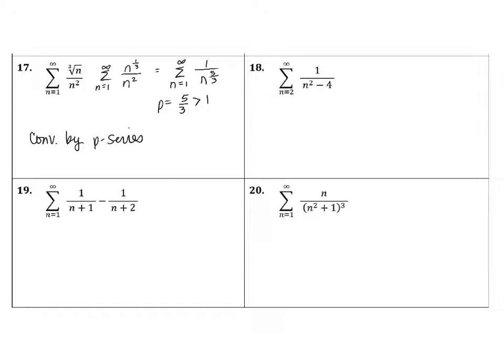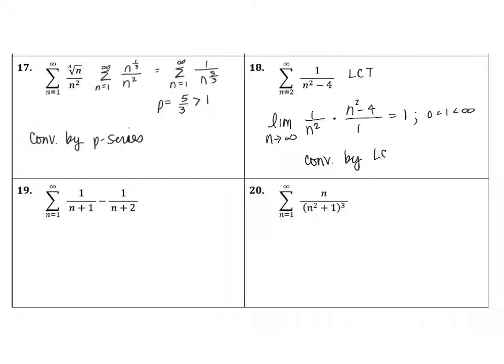All right, let's look at 18. Oh, this one jumps out again. I would do the limit comparison test, just because thinking about our limit as n approaches infinity, I would compare that to 1 over n squared. And so you're going to multiply by that reciprocal, and that sets up a nice limit. And notice you're going to get 1, and of course that 1 is between 0 and infinity. So this will converge by the limit comparison test.